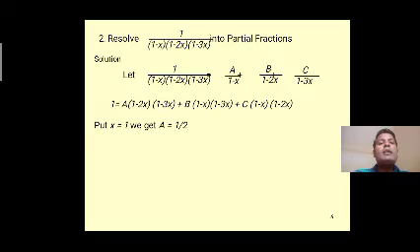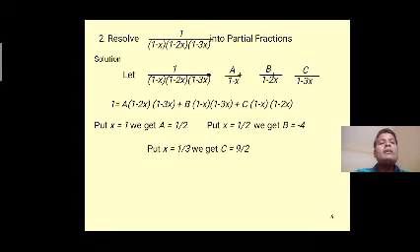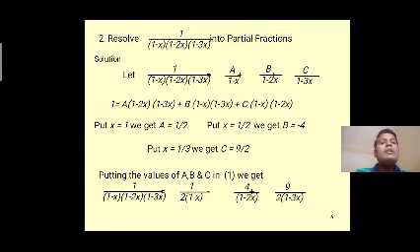Put x equal to 1, we get a equal to 1 by 2. Put x equal to 1 by 2, we get b equal to minus 4. Put x equal to 1 by 3, we get c equal to 9 by 2. Putting the values of a, b and c in 1, we get 1 by 1 minus x into 1 minus 2x into 1 minus 3x equal to, in the place of a it is 1 by 2, so 1 by 2 of 1 minus x. In the place of b it is minus 4 by 1 minus 2x. In the place of c we get 9 by 2 into 1 minus 3x.